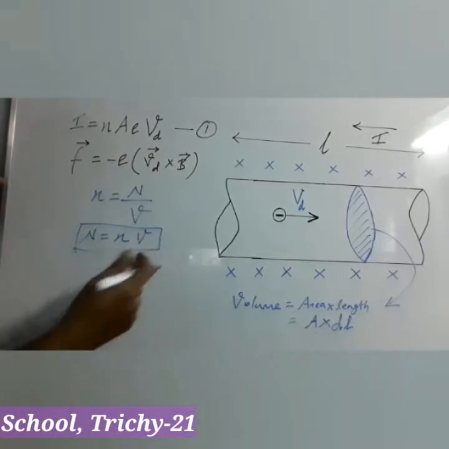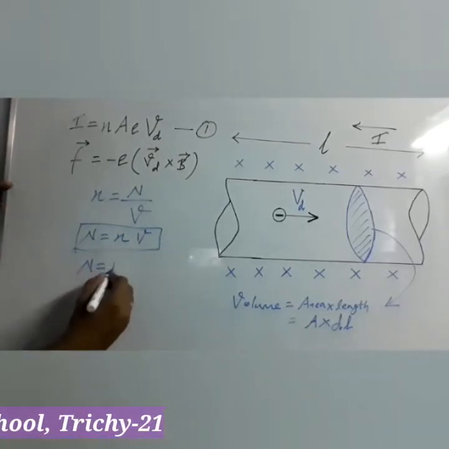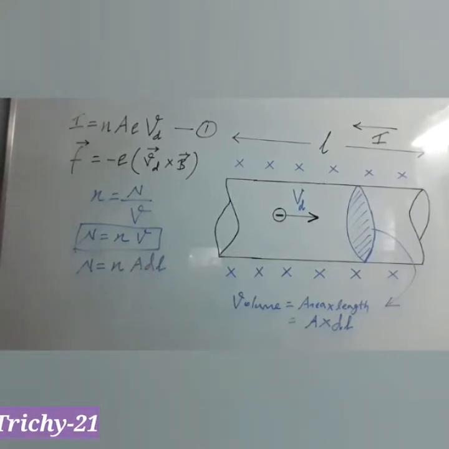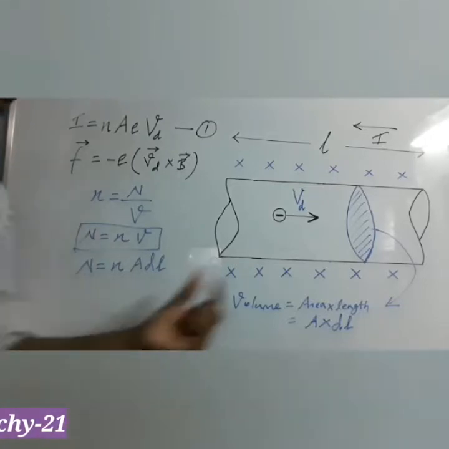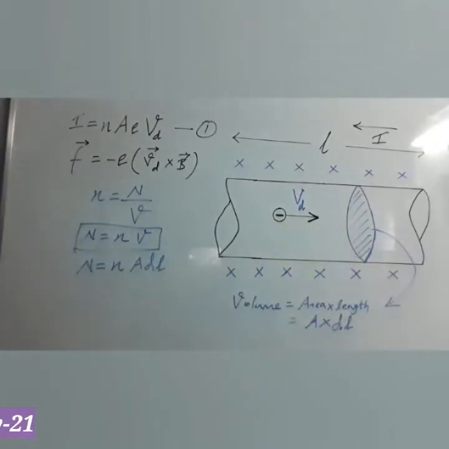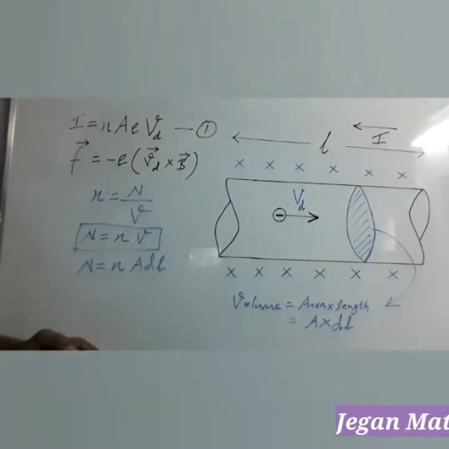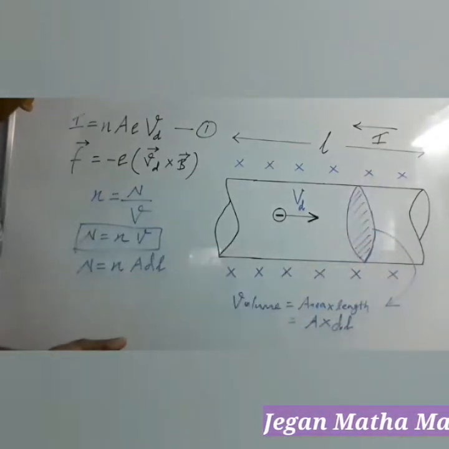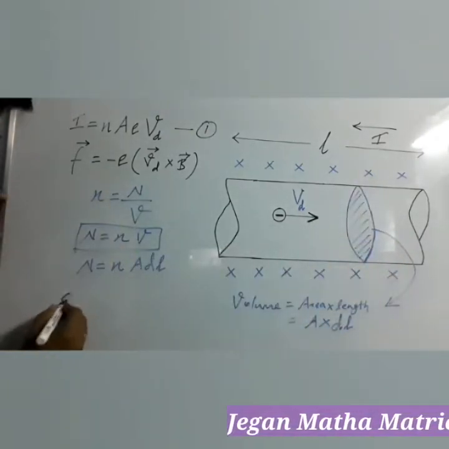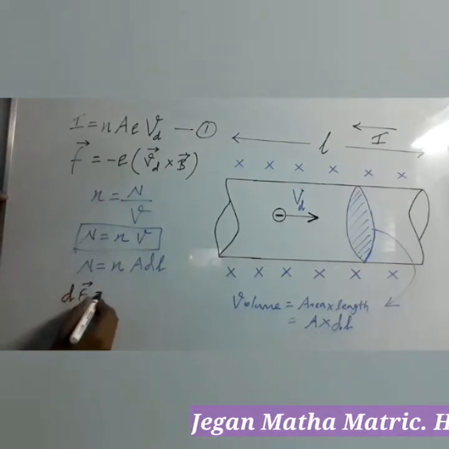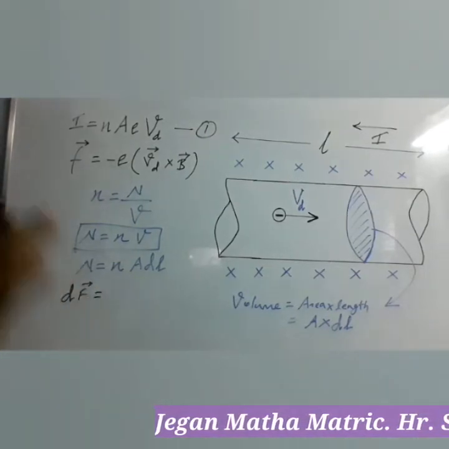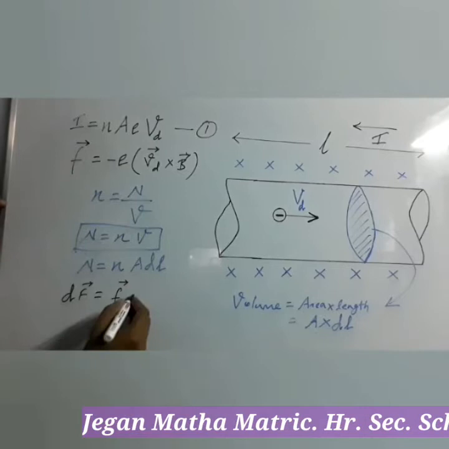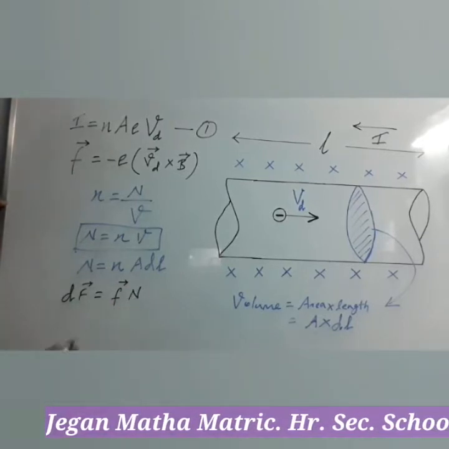So here, instead of volume, you can substitute that value N, capital N, that is equal to small n into ADL. It gives you the number of electrons in the small segment. Here we can find the total force experienced by the electrons in the small segment, which is given by the letter dF, can be calculated by multiplying the force experienced by the single electron and number of electrons in the small segment.